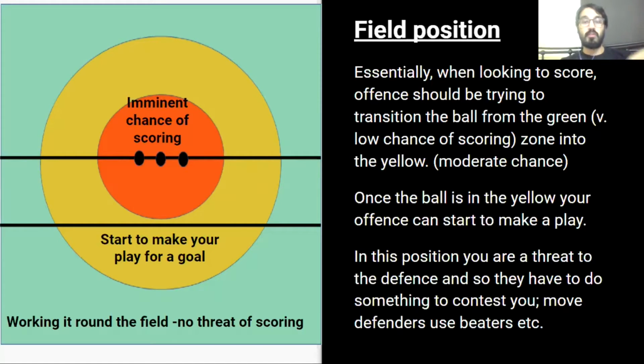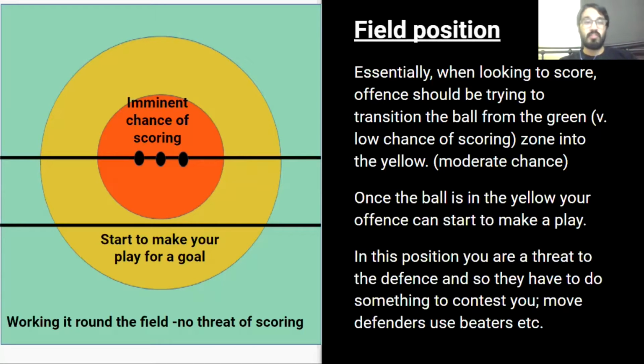The yellow is when you start to make something happen. That's when you might look to throw that pass. That might be where you try to take out a beater and start setting up your drive or your cuts. The yellow is where you've got a more moderate chance of scoring and you are trying to up the intensity of your attack. And finally, you're going into that red space. When we're in red, you have an imminent chance of scoring. Your chances of scoring go way up.